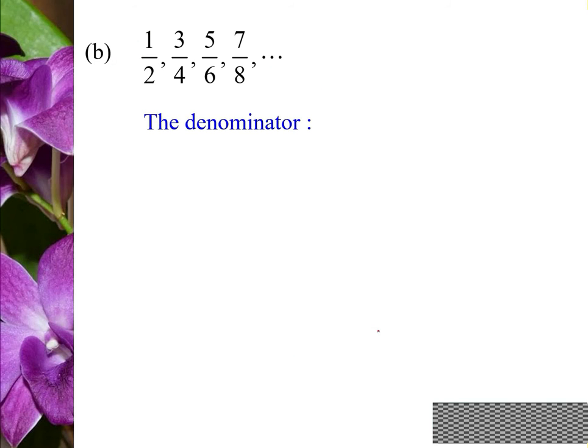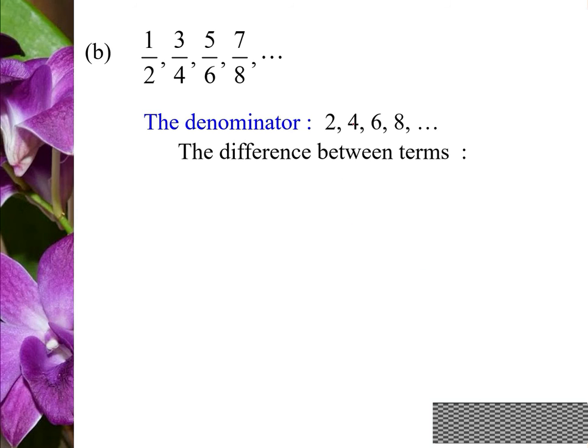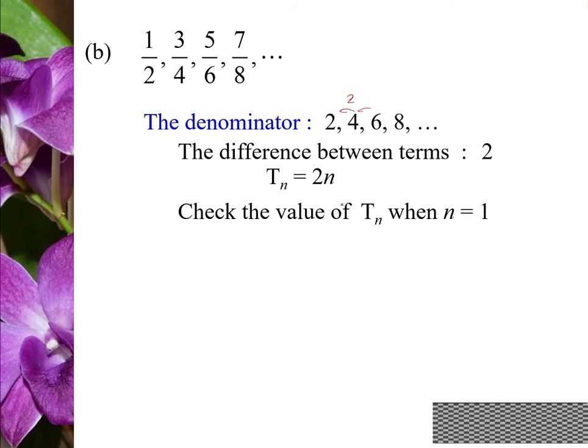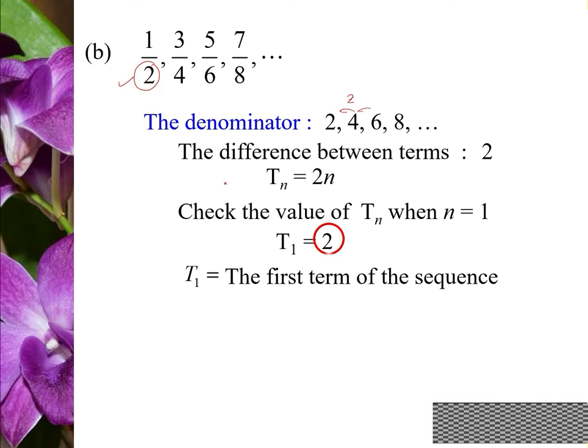But we are not done yet because we have not found the general formula for the denominator. The denominator is 2, 4, 6, 8. So the difference between the terms is just 2. We can write Tn equal to 2n and then check if the value is correct. T1 is equal to 2. From the sequence given, our first term of the denominator is equal to 2. So it's correct. We can write the denominator formula to be Tn equal to 2n.